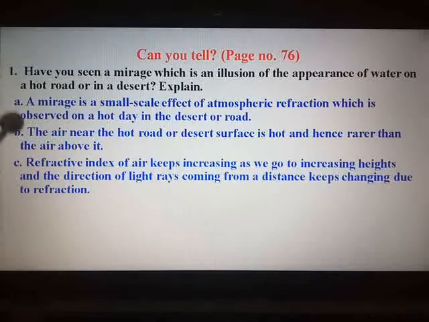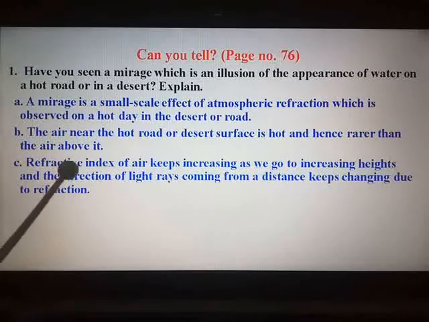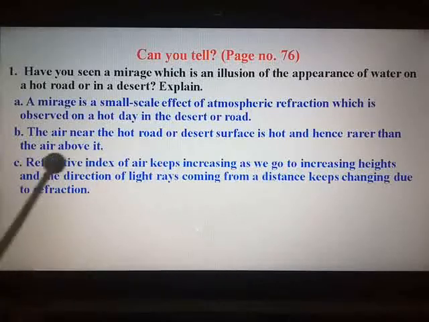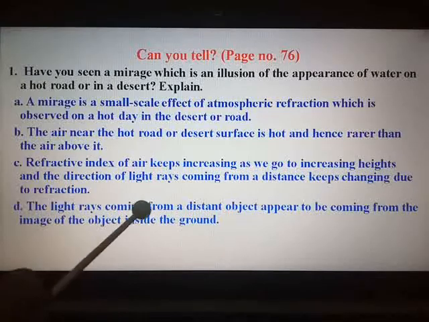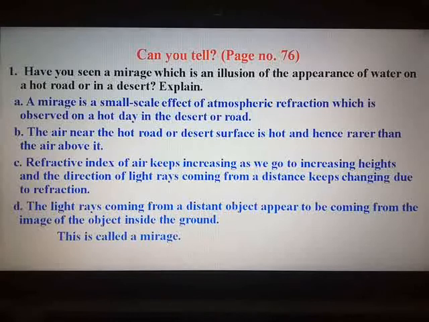Point number 3, refractive index of air keeps increasing as we go to increasing heights and the direction of light rays coming from a distance keeps changing due to refraction. Continue marking. You can see there in the textbook the refractive index of air keeps increasing as we go to increasing heights. The first case part you cancel, and the direction of light rays coming from a distance keeps changing according to the laws of refraction. Next point, you can continue marking. The light rays coming from a distant object appear to be coming from the image of the object inside the ground. This is called a mirage.